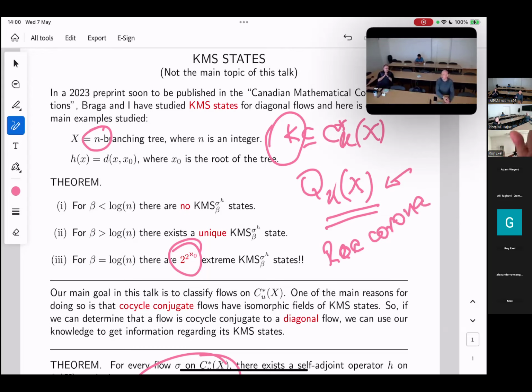Tom, are you happy now? I have another question about this precisely. If you have this critical inverse temperature, is the phase transition related somehow to the index map associated with the quotient? I don't know. I mean, the index map in K-theory? Yes. I don't know.